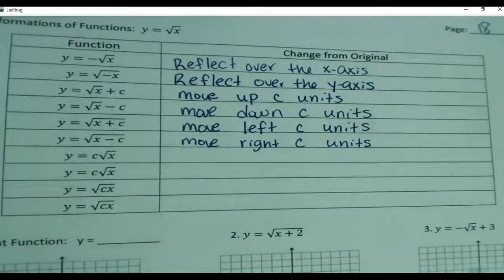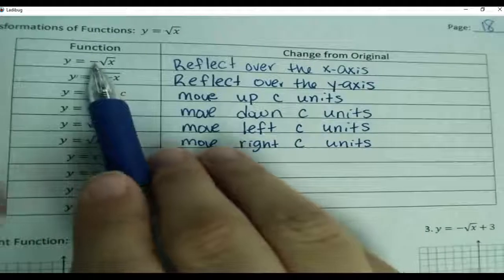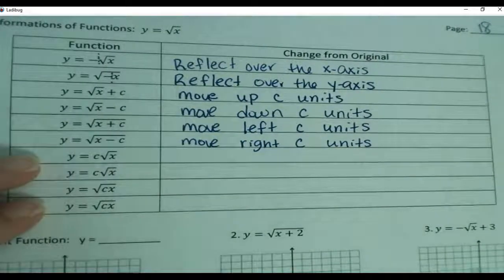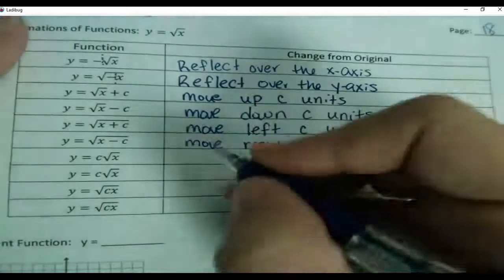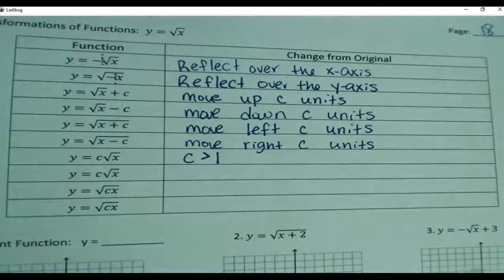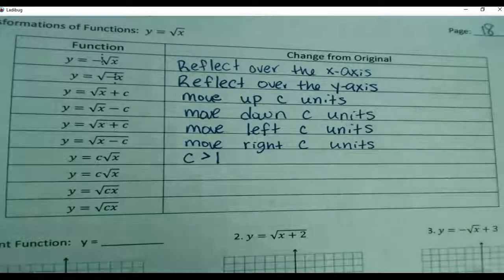Okay. Questions about those? Up, down, left, right. Okay. So for our first two, we had negative 1, because you know there's always an invisible 1. So then these last ones are when you have a number other than 1, so 2, 3, or something like that. So let's say in this first one that c is greater than 1. Okay, so it doesn't matter if it's negative. The negative is the flip. You're just wanting the number part. So you think like absolute value of c. So just what is the number?